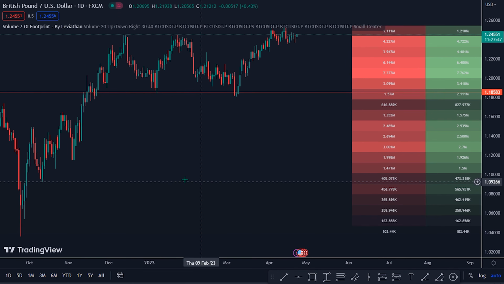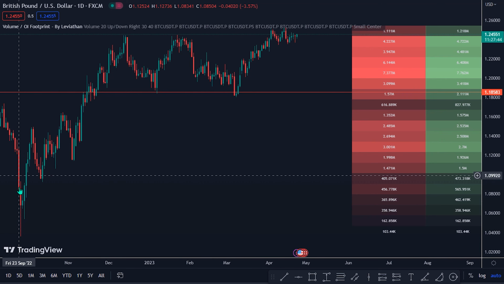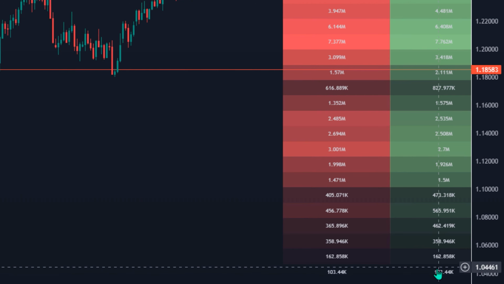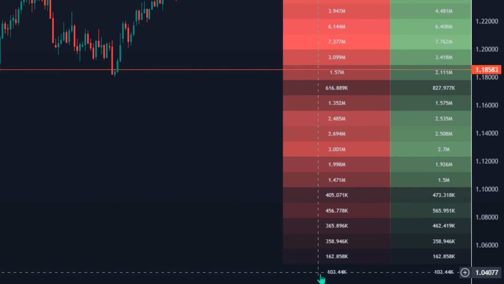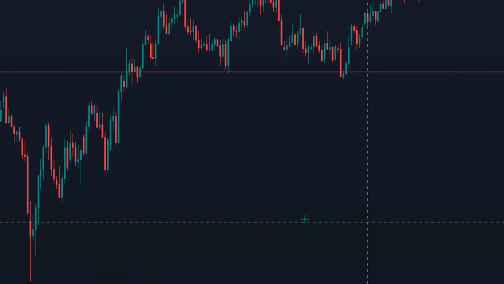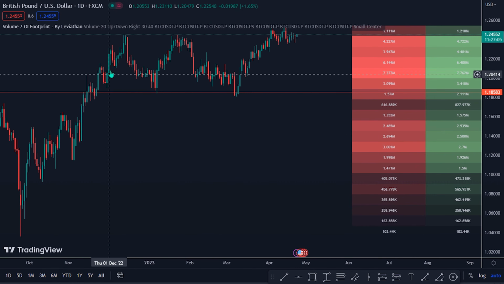As we can see, after the massive bearish price swing to this low swing here, there was equality between the footprint bar sell volume value and the footprint bar buy volume. This equality was 103.44K on both sides. This equality was terminated at 462.419K, which was higher than 365.896K. We can see how the trend resulted into a bullish trend.